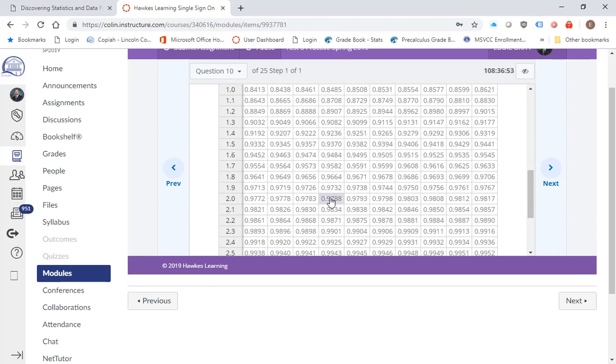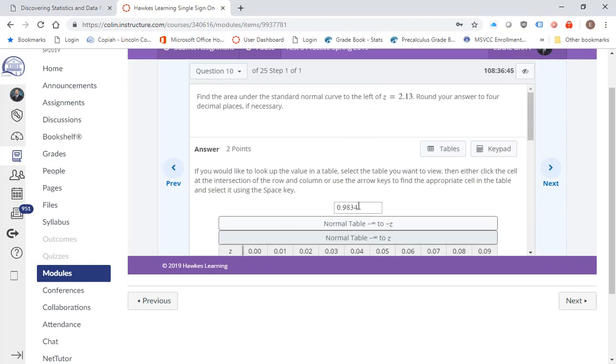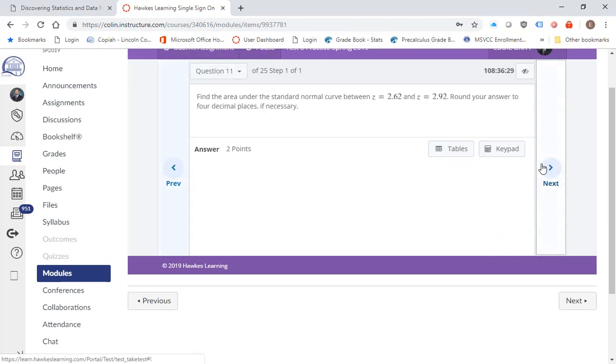So 2.13, all right, it's right here. And if I select that, it put it in the blank for me. That's pretty neat. If I select it, you can even right click and copy if you need to, but know that if you do click a number in the table, it's going to put it in there for you. So less work for me.